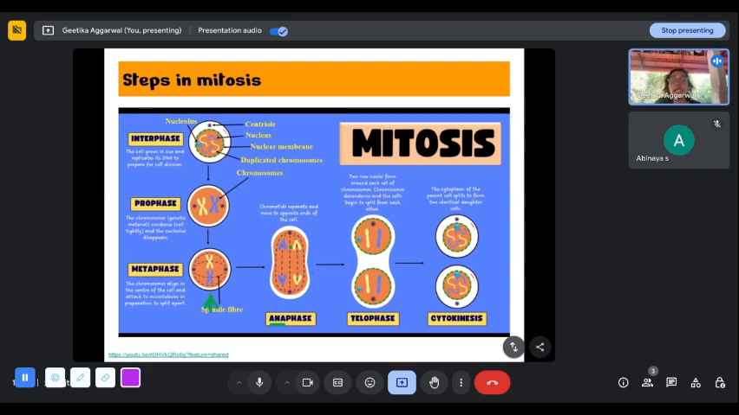So you can see the cell gets an elongated appearance because the centrioles move further apart from each other and they're pulling these spindle fibers along with them. So the chromatids separate and they move to the opposite ends of the cell.